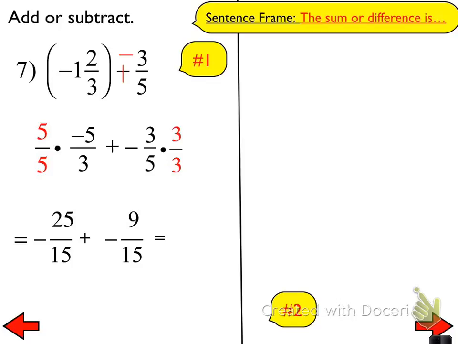Here, they're both negatives, right? So my answer is going to be negative. How many negatives do I have? I have a total of -34 over 15, which reduces to -2 and 4/15. Give me a show of hands. How many of you got that one correct?